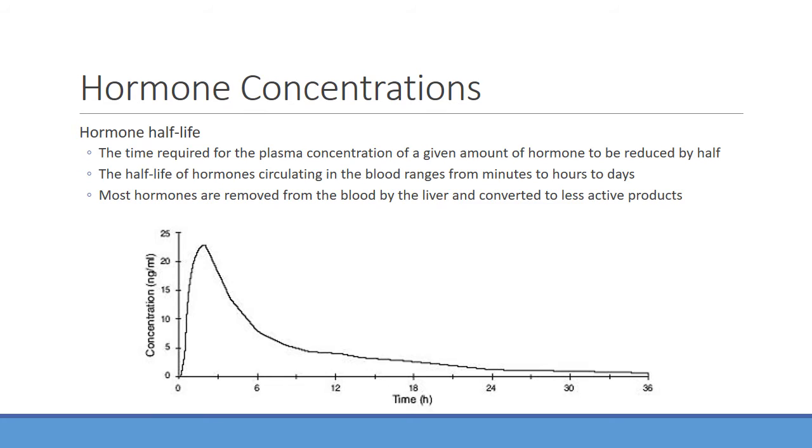Most of the hormones, though, are going to be metabolized within the liver and then usually to less active products so they can be excreted or recycled, whatever happens to be.